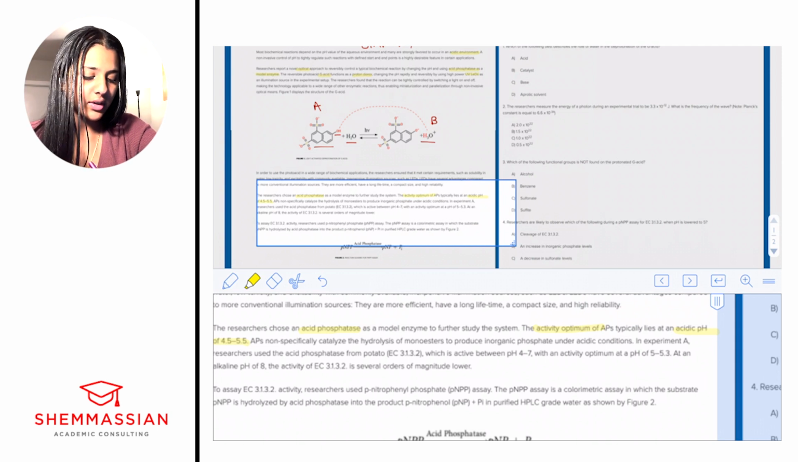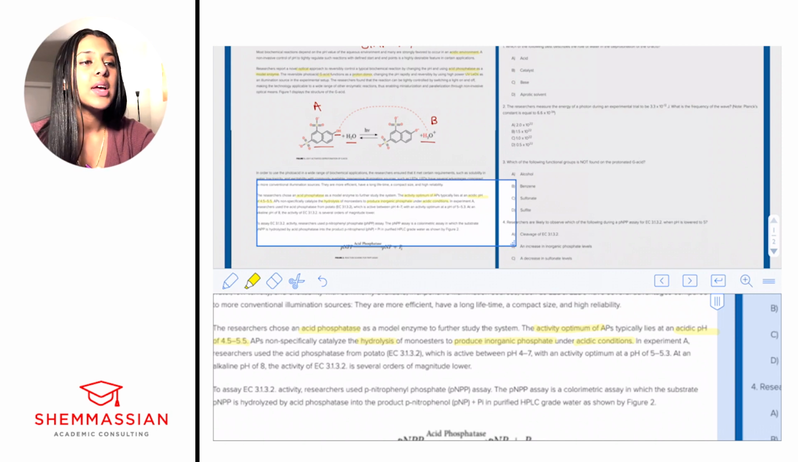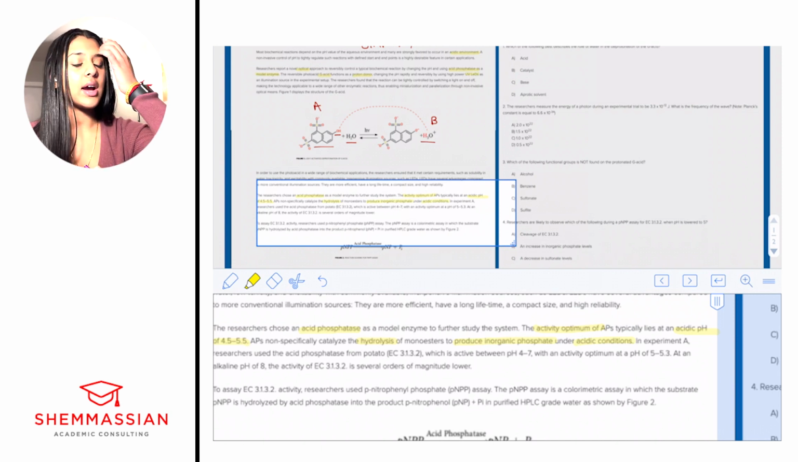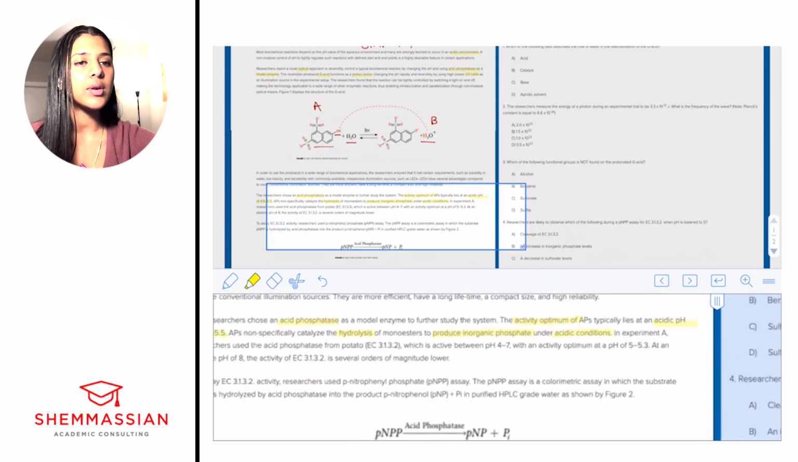And it's an acid phosphatase. And it's active between pH 4 to 7 with an activity optimum. There's that activity optimum again, at a pH of 5 to 5.3. At an alkaline pH of 8, the activity of this acid phosphatase is several orders of magnitude lower.